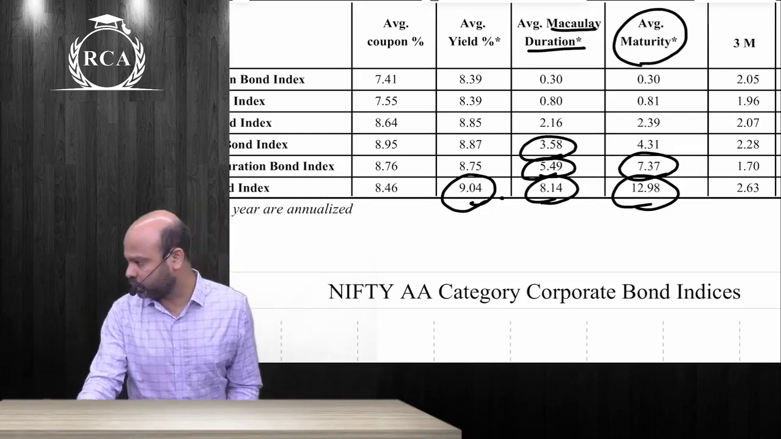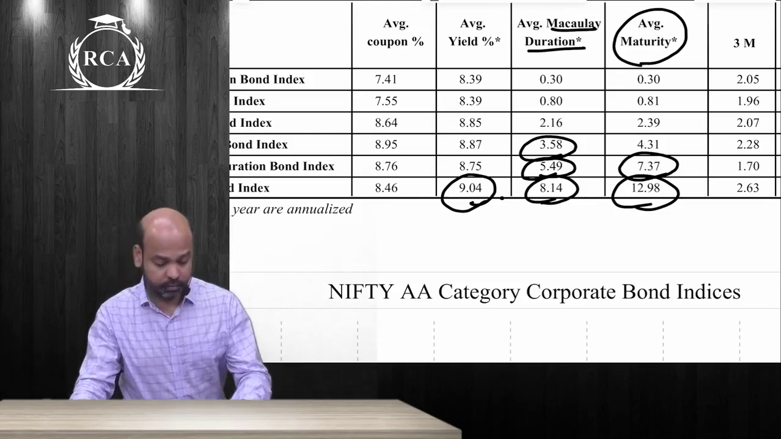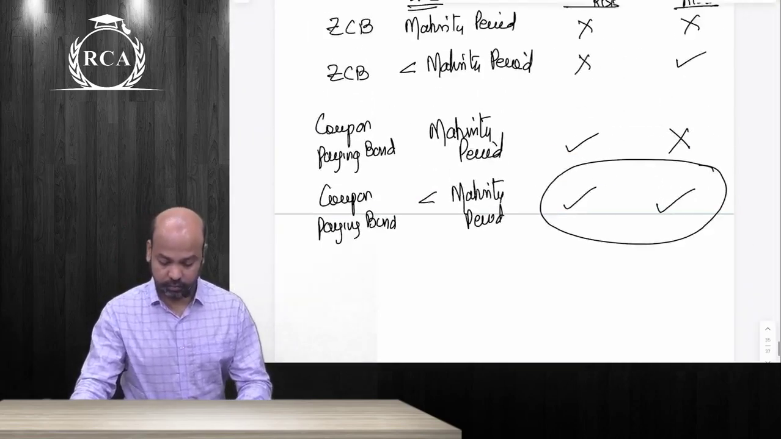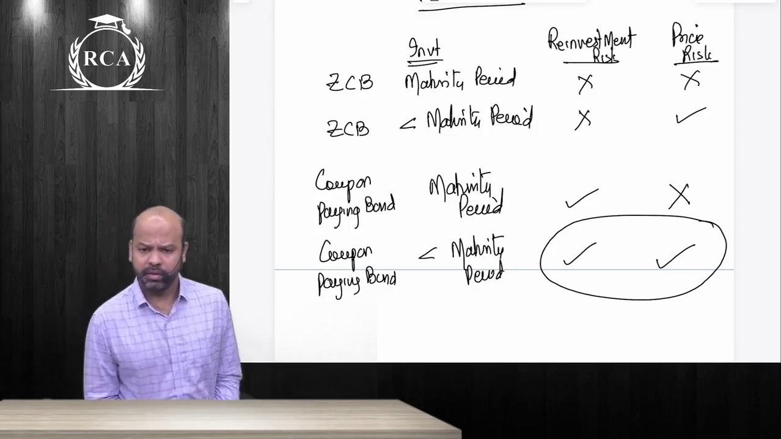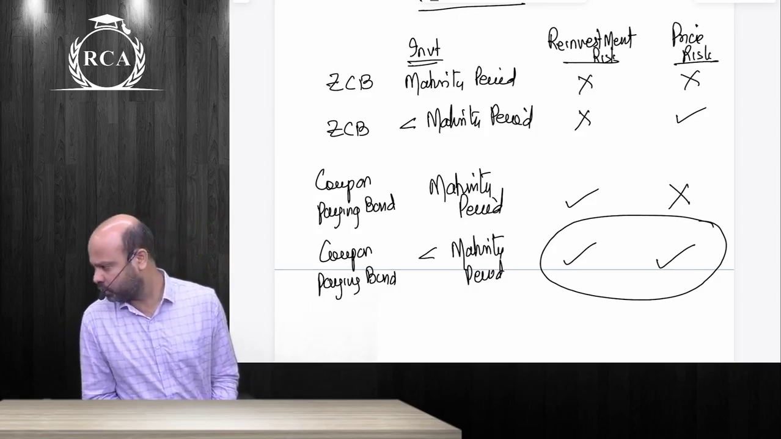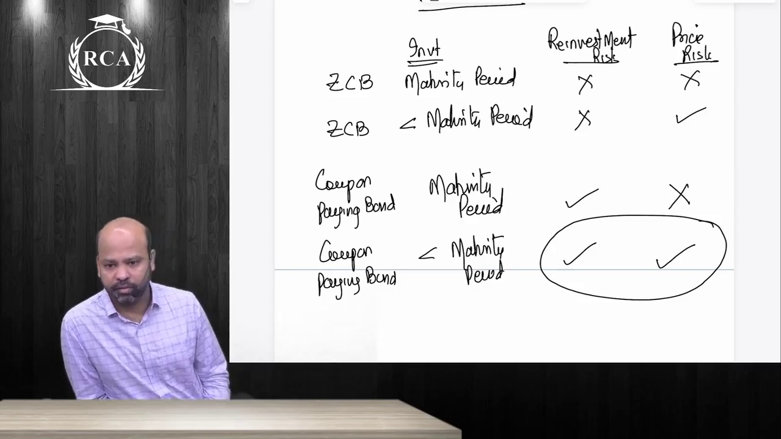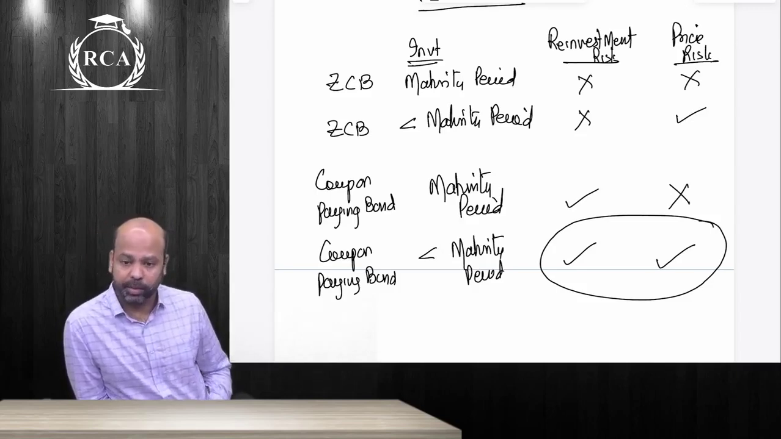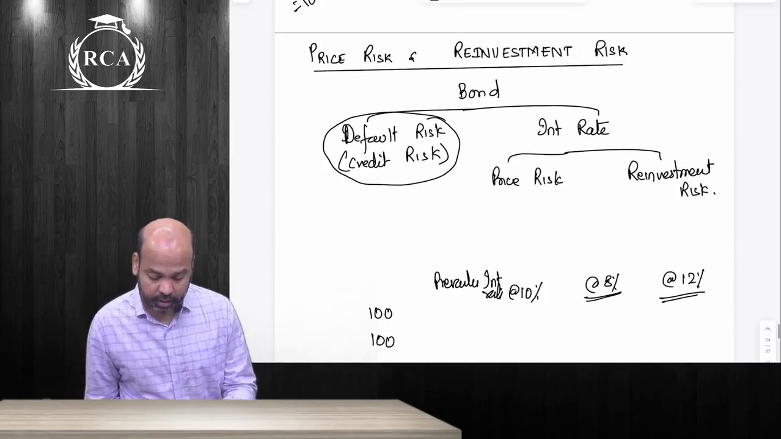Chalo guys, let's write notes. They will offset each other. That's the advantage. When I say they will offset each other, the negative impact of one will be offset by the favorable impact of the other factor. On account of reinvestment income, if I'm losing out, the price increase in the value of the bond will compensate for it. Price risk and reinvestment risk.